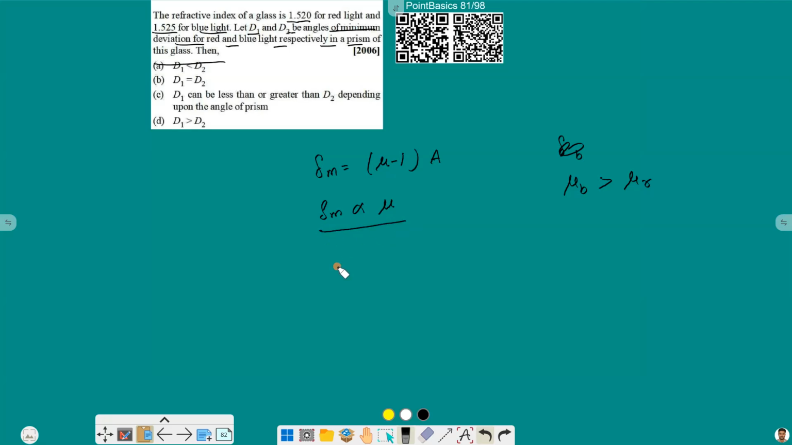So using this proportionality, we can say delta M for the blue light will be greater than delta M for the red light. And for the blue light, it is D2. So D2 will be greater than D1. That is option A there.